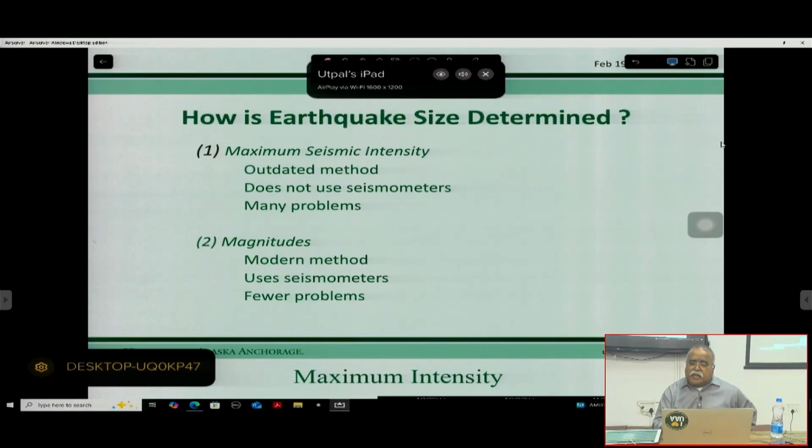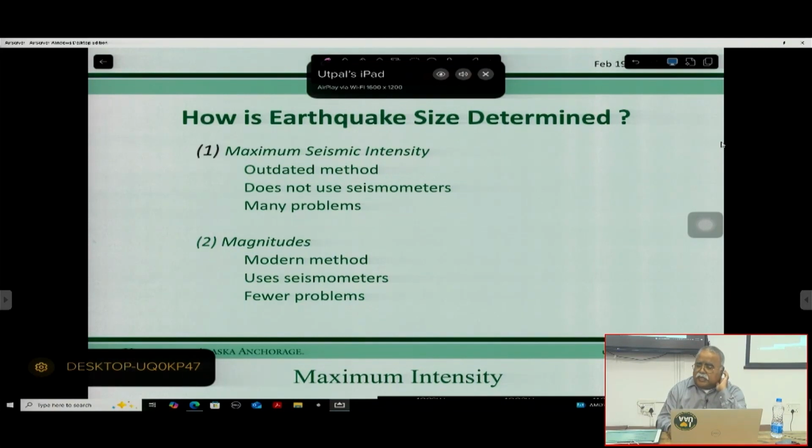So maximum intensity is still used. That scale is still used, but this is for some other purpose now. And we will touch upon that point during the time of the earthquake hazard analysis. We have the intensity measurement things which we all know. That will be used there, where it is currently used much more accurately. But here we will be doing the size by estimating the magnitude.